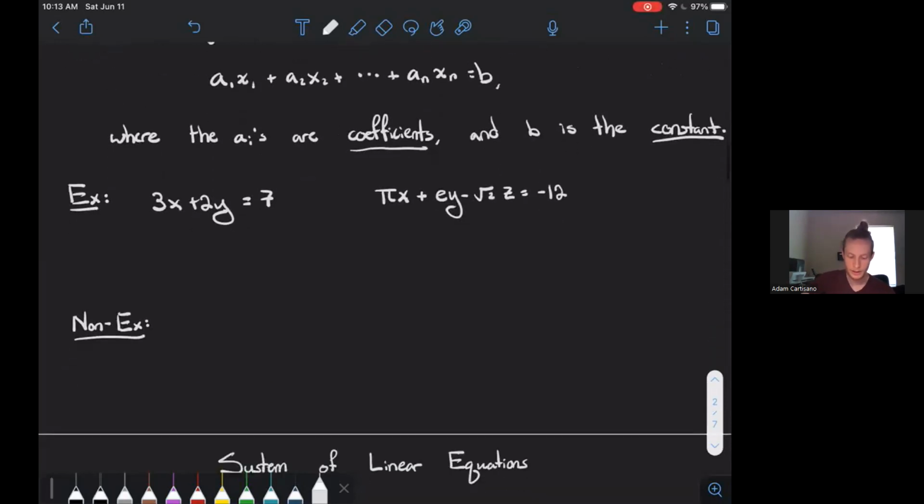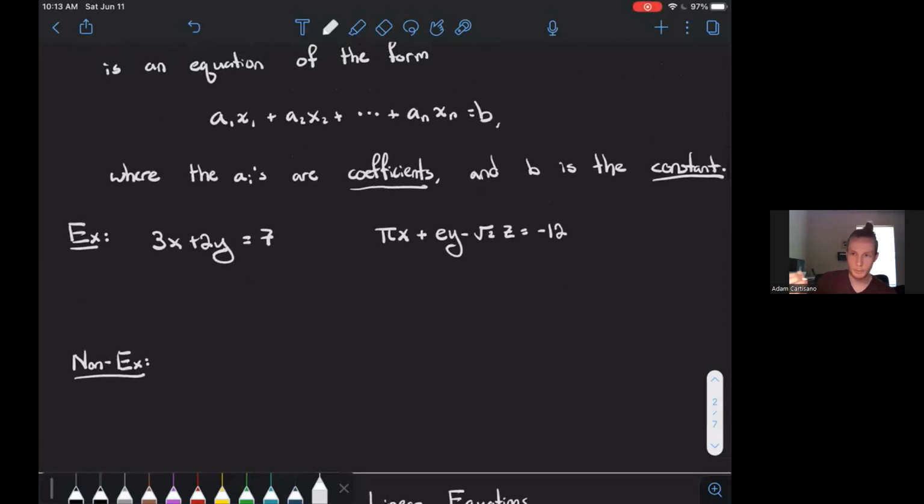Let me show you a non-example, though, or a couple of non-examples. 3x squared plus 2 times 1 over y equals 7. Notice both of the variables are causing something to break. We're not allowed to take powers of our variable. We're also not allowed to put the variable in the denominator, nothing like that.